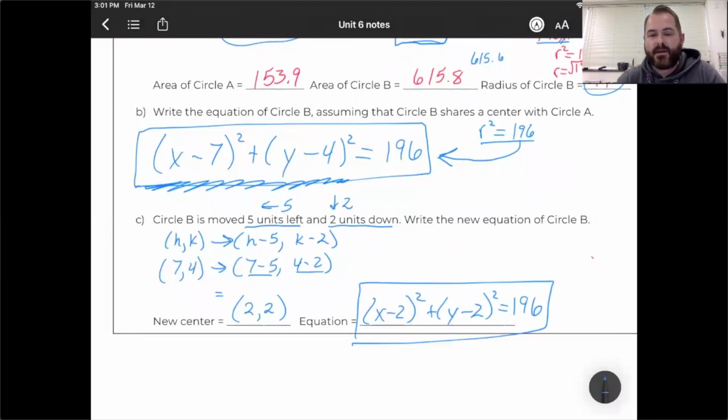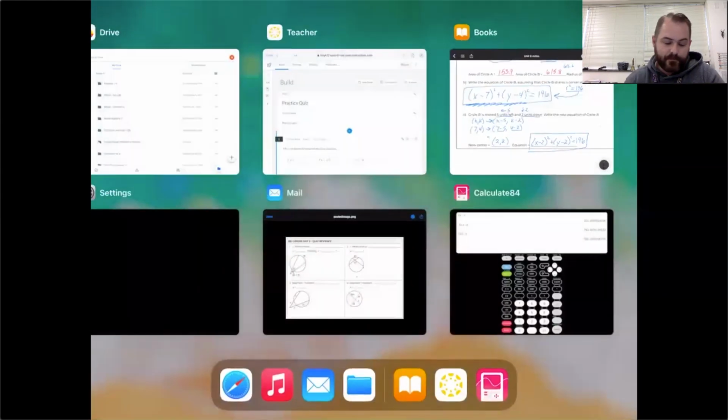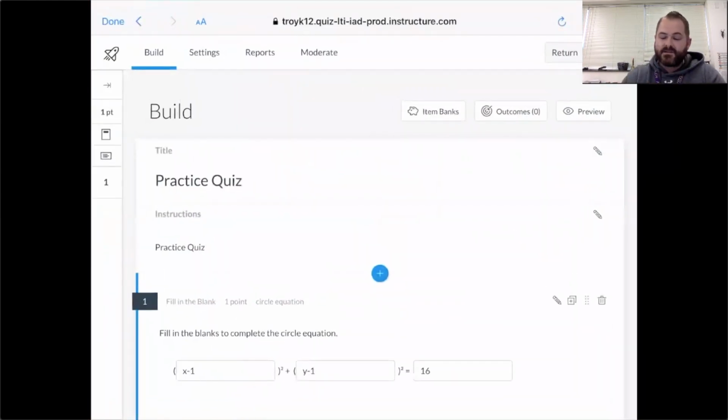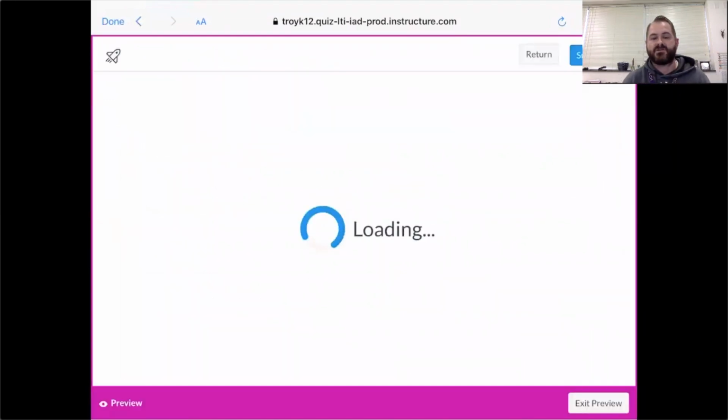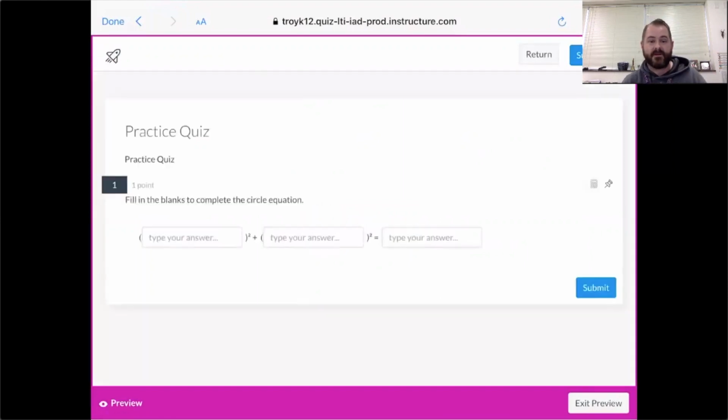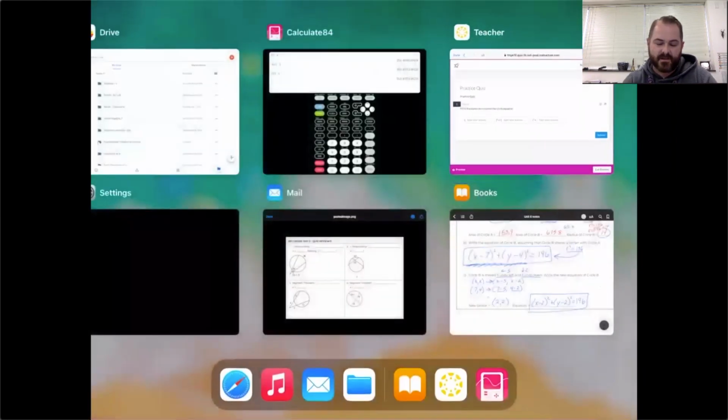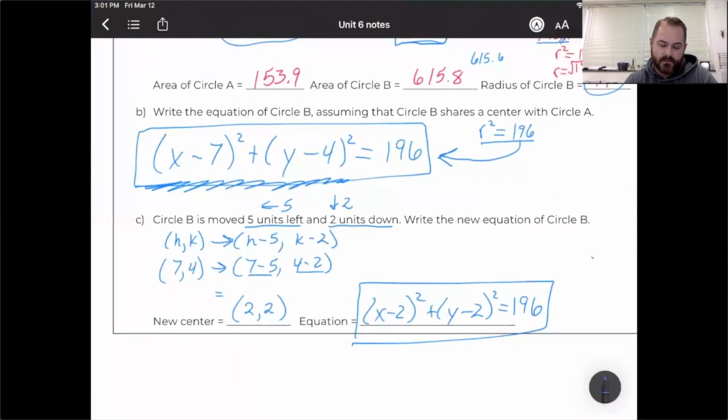Okay, I've got one more thing to show you here. In Canvas, when we enter these kinds of answers in our Canvas checkups, like our homework checkups, or when it comes time for the test, we've created a format where you can enter the equation of a circle using these fill-in-the-blanks. So you'll notice I've got a blank in parentheses, squared, plus parentheses and another blank squared, equals that other blank. Let's say I wanted to enter this equation: x minus 2 squared plus y minus 2 squared equals 196.